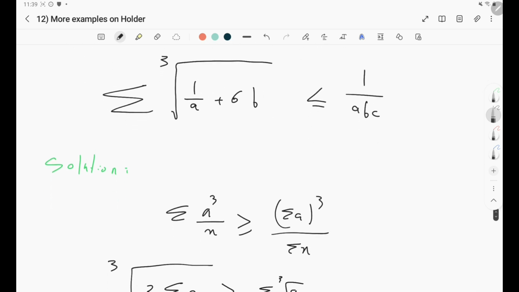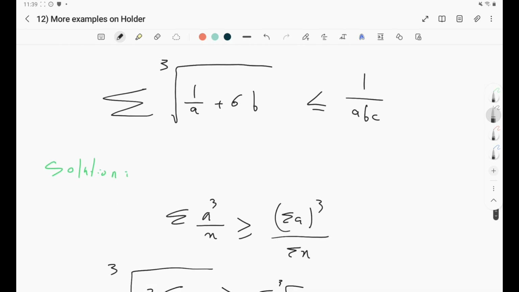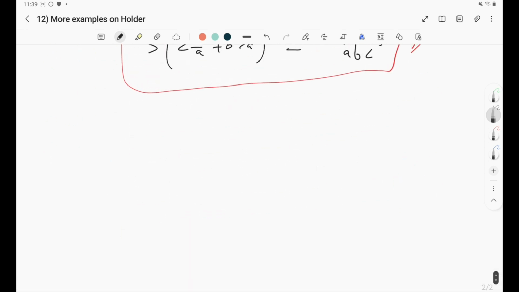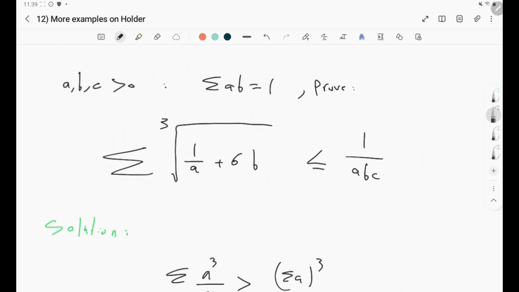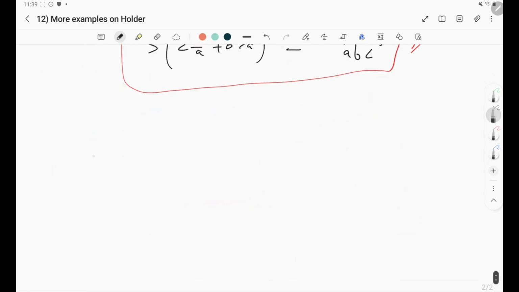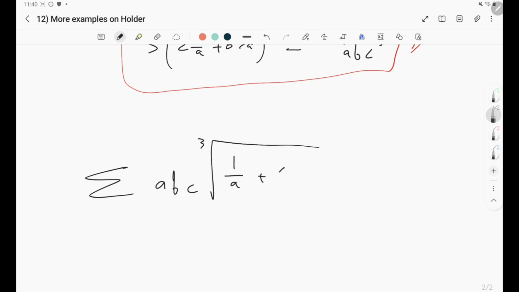Let's try another idea here. We have sigma cubic root. We don't want to just apply this one, maximize cubic roots. We want to try to play with this one a little. So what we'll be doing here is, here we have, of course, cubic root. Here we have ABC. So one idea is just to take the ABC there. So if you try to do that, you have sigma ABC times the cubic root of 1 over a plus 6b. You want to show this thing is less than 1.